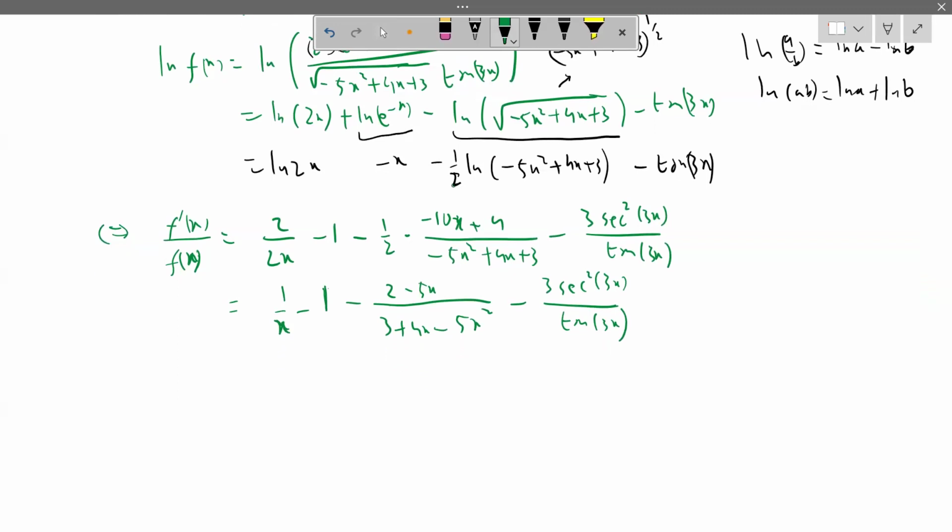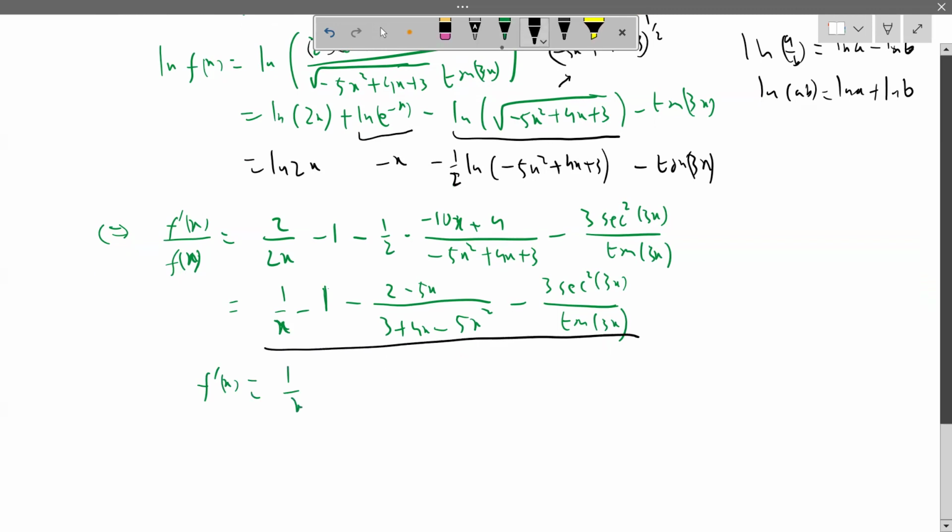And now to finally find the derivative of f of x, which is f prime of x, we simply multiply this line here with f of x itself. Granted, this might not be very tidy, but it's probably still cleaner than if you were to do it using a combination of the power rule and the quotient rule directly.